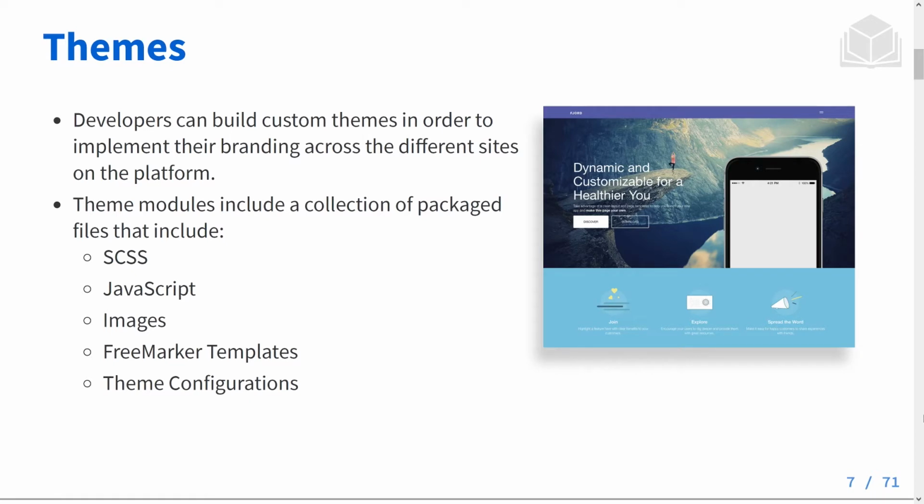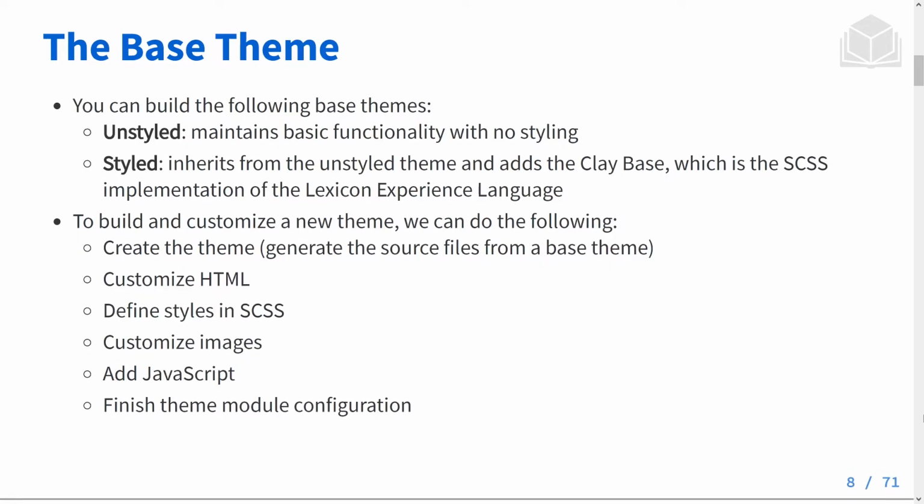Theme modules are a collection of packaged files, which include SCSS files, JavaScript, images, FreeMarker templates, and theme configurations. When a theme is first generated, you can choose to use one of two different styles. Either unstyled as your base theme, which maintains minimal functionality and has no styling itself, or the styled theme, which inherits the functionality from the unstyled theme, but adds the Clay CSS base. That's our SCSS implementation of the Lexicon design language.